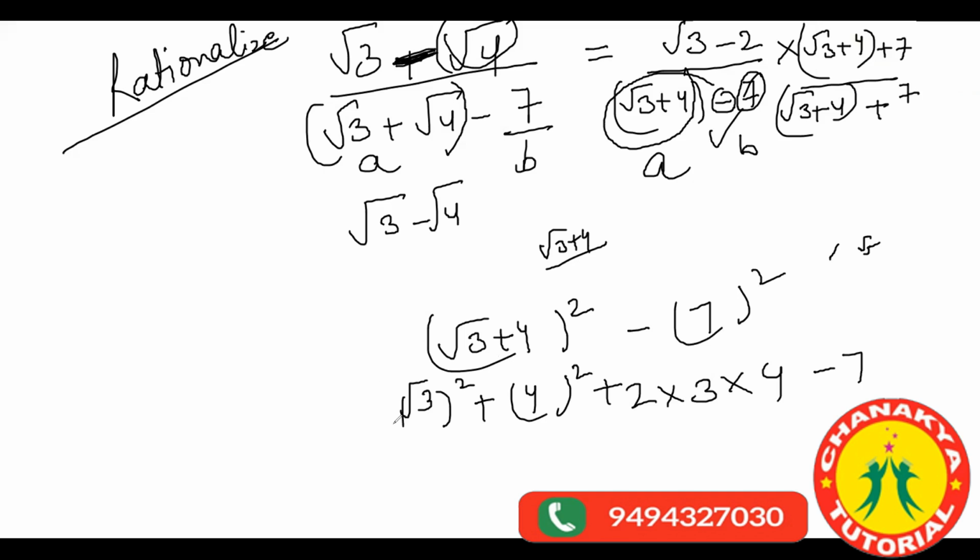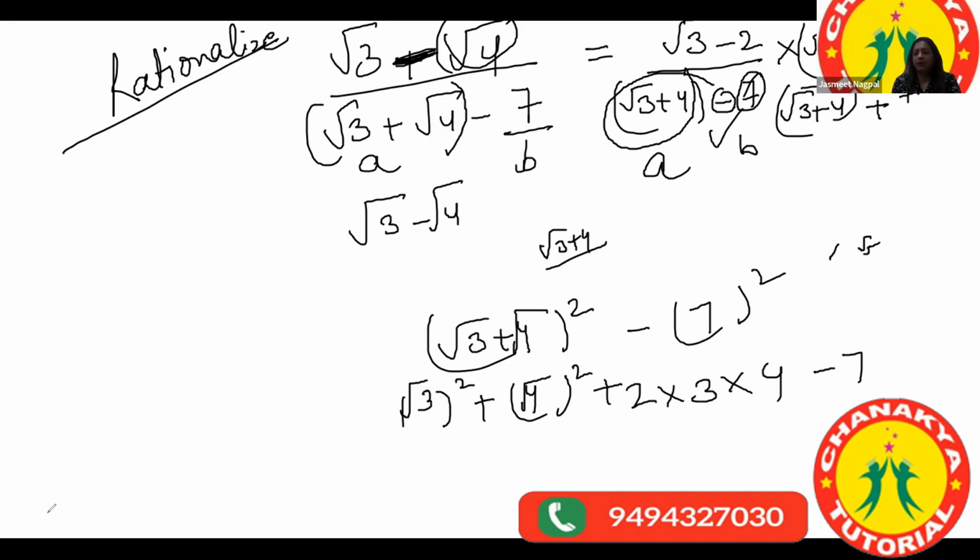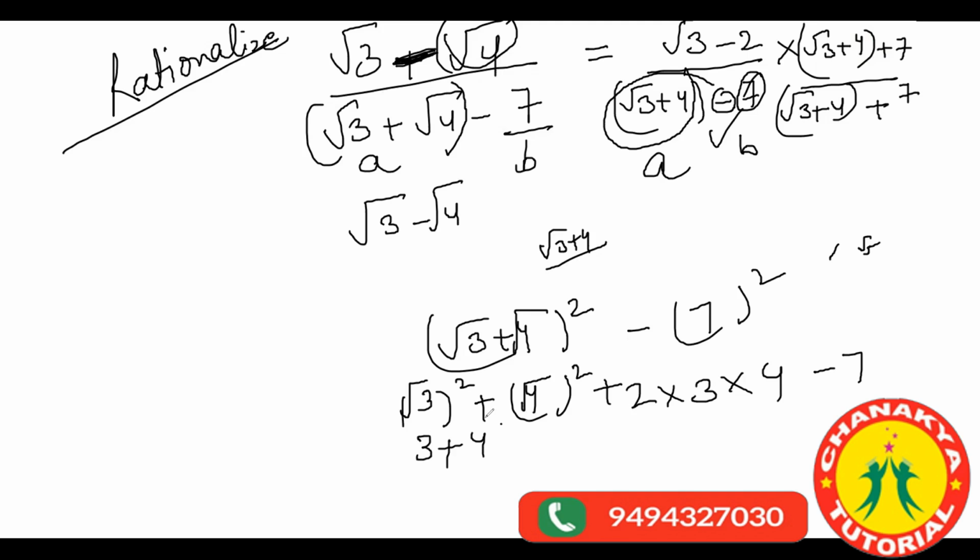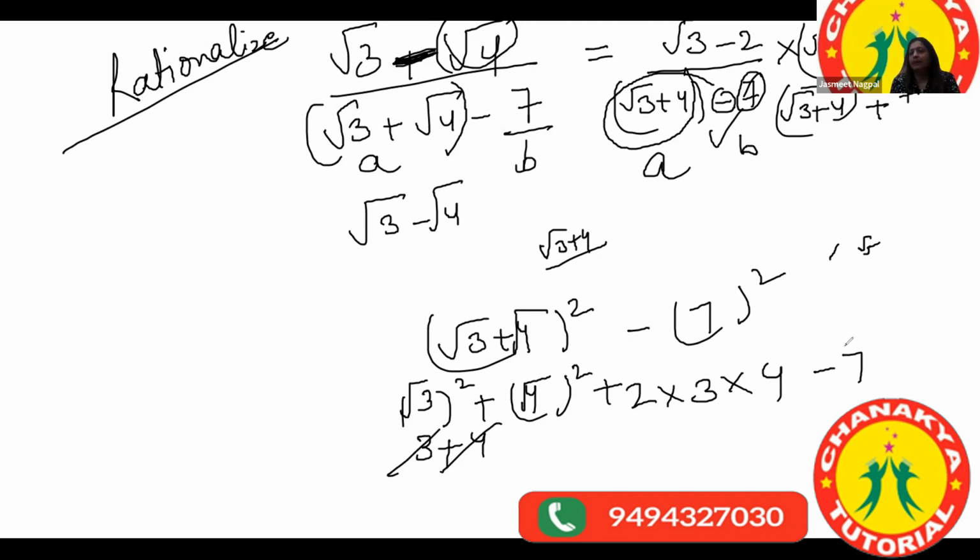No. Yeah, ma'am, this is root 4. Actually, sorry, this is root 4. So, ma'am, don't change root 4 to 2. Because now see, 3 plus 4 is 7. Ma'am, won't it become root 7? Oh, okay, ma'am. 7 plus 7 is 14, minus 7, right? You cut it down.